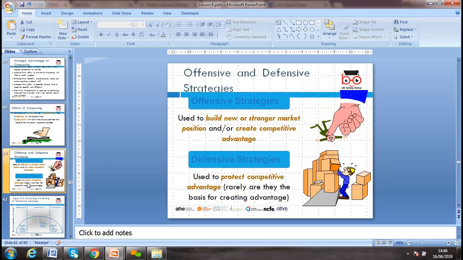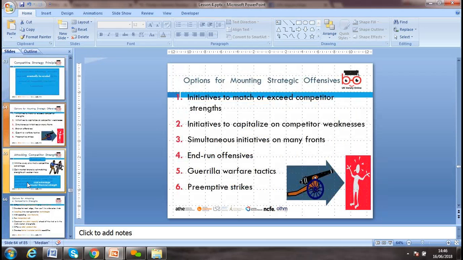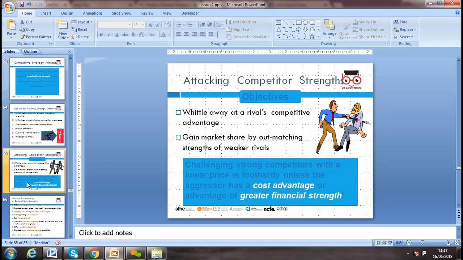Offensive is used to build a new, stronger market position and is capable of creating a competitive advantage. Defensive is used to protect the competitive advantage. That can be defensive. Building a new, stronger market position, that can be offensive. So in building competitive advantage, we can focus and make strategies for it.